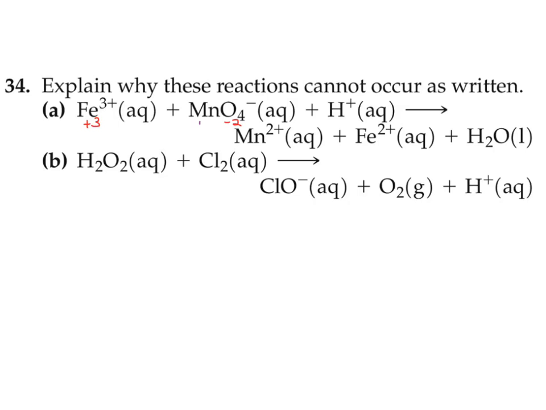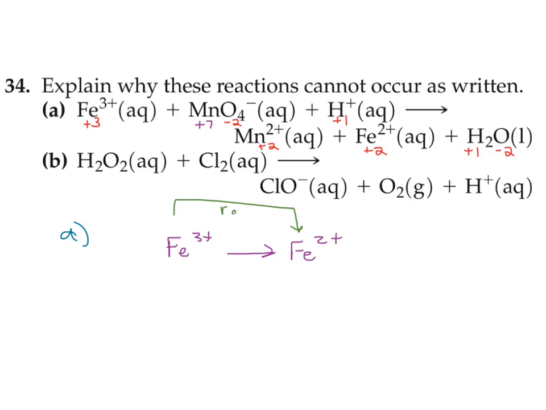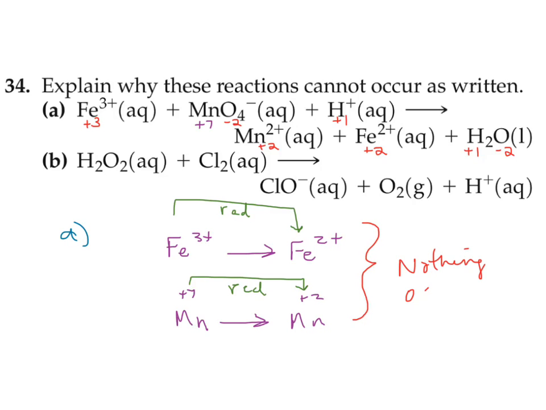The next one looks like this. Explain why they can't occur as written. And again, once you assign the oxidation numbers for everything, you'll see that iron is going from a +3 to a +2. Okay, so it's being reduced. And in this case, manganese is going from a +7 to a +2. It's also being reduced. So you should be scratching your head and you're like, electrons need to come and go, and it's not happening. So that left B for you. So in other words, you only have to do 34B.